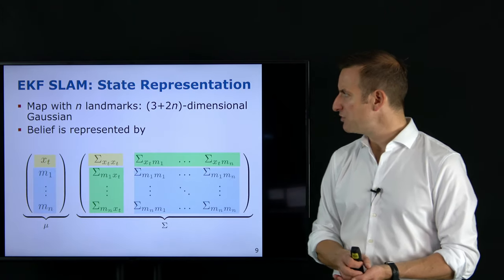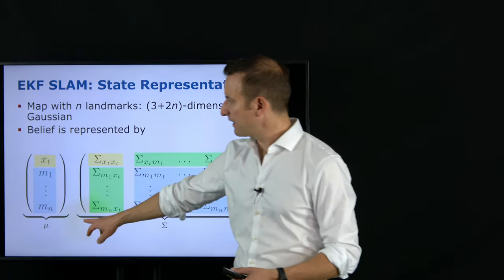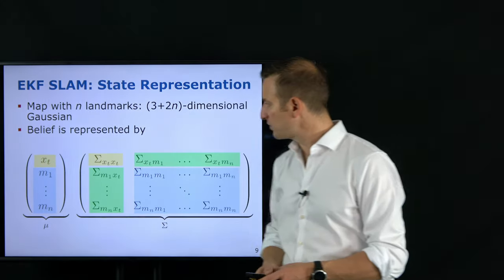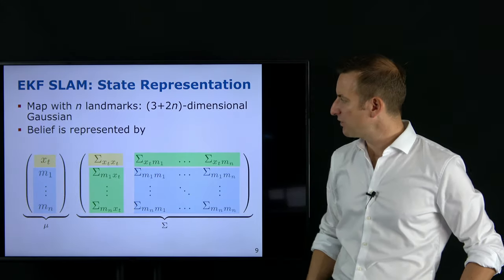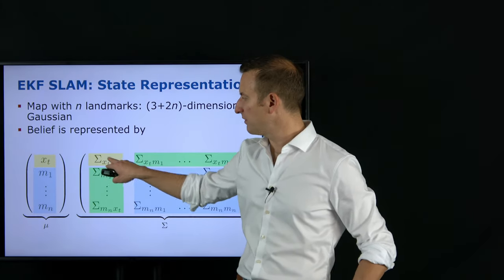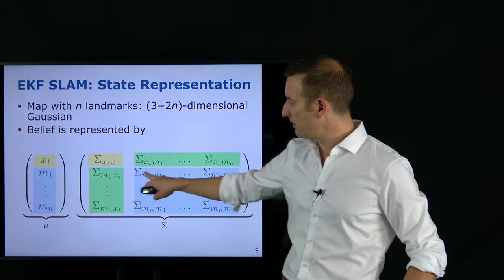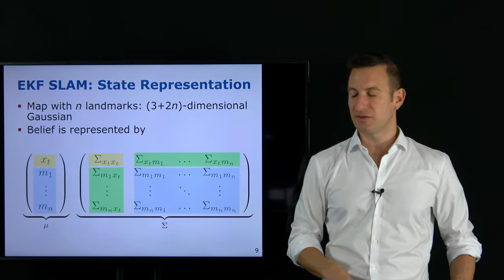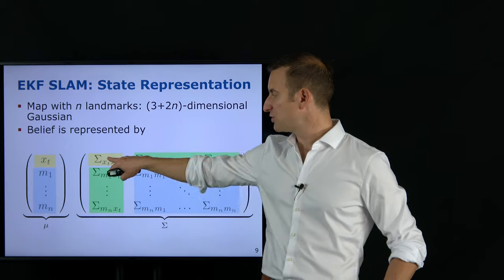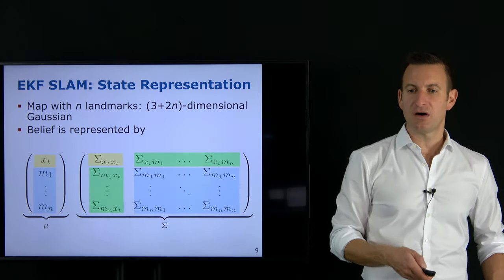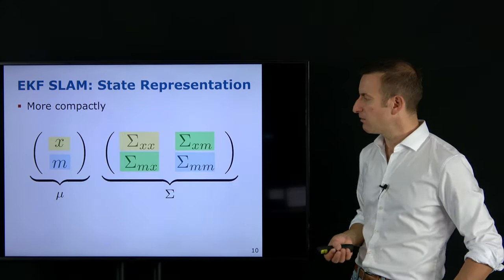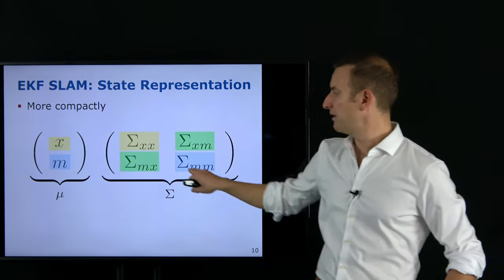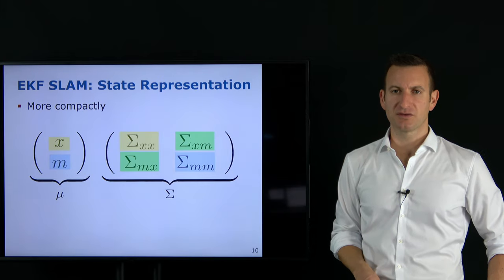Okay, we can also visualize this graphically. So this is our mean vector, has this kind of x_t over here, and then the landmarks from landmark 1 to landmark n, and the corresponding covariance matrices. So this is the uncertainty about the pose, this is the uncertainty about my landmark locations, and this kind of links the landmark locations with the position of our platform. Or we can even write it more compactly. We also use this notation: pose, map, and the corresponding uncertainties involved in this.